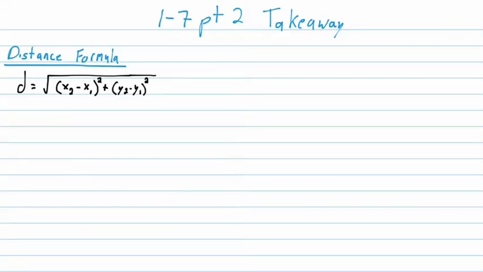1-7 part 2 takeaway, the distance formula. The distance formula, there it is. It's basically where you're going to subtract the x's, square them. You're going to subtract the y's, square them, add them together, and square root them. Kind of a lot going on there.